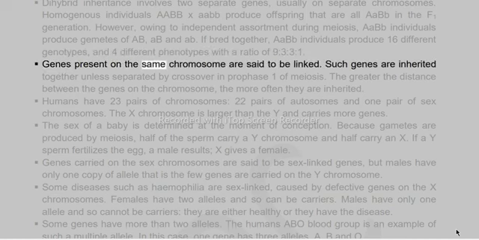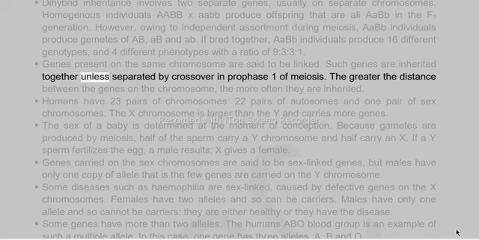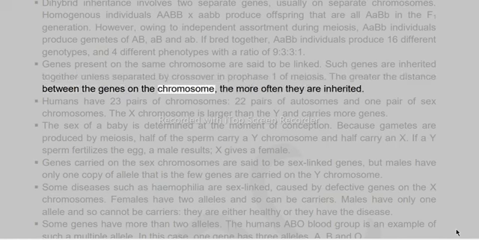Genes present on the same chromosome are said to be linked. Such genes are inherited together unless separated by crossover in prophase 1 of meiosis. The greater the distance between the genes on the chromosome, the more often they are separated.